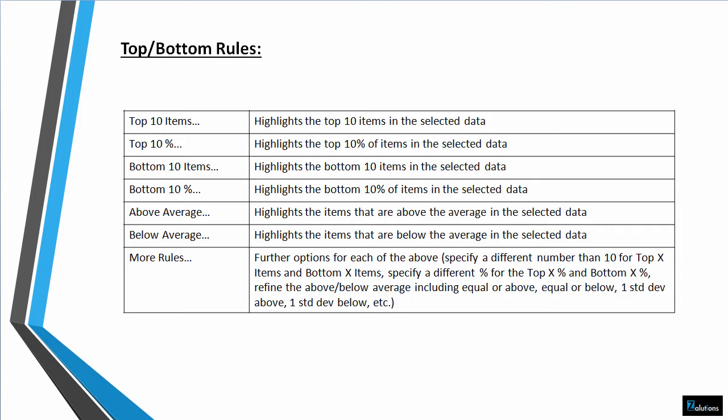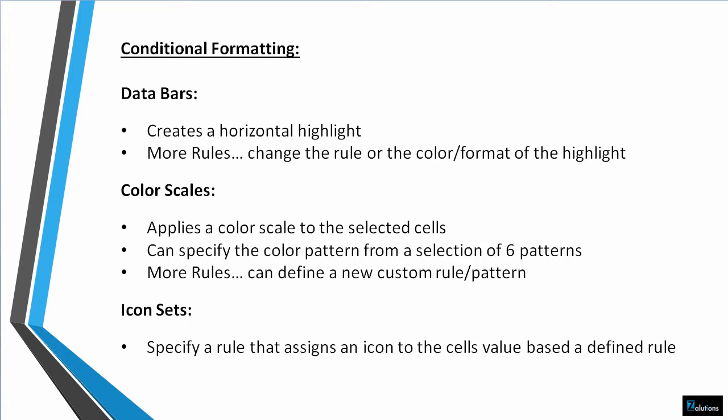There are also more rules to choose from. You can choose a rule that utilizes a different number than 10 for the top 10 or bottom 10, such as 12, 20, 30, or so on, or a different percentage than 10% for the top 10% and bottom 10%. You can specify a rule that is above or equal to the average, or below or equal to the average. There are also rules that involve the standard deviation of the data. For example, you could have a rule that is 1 standard deviation above the average, or 1 standard deviation below the average. Other options for conditional formatting include the data bars, color scales, and icon sets rules.